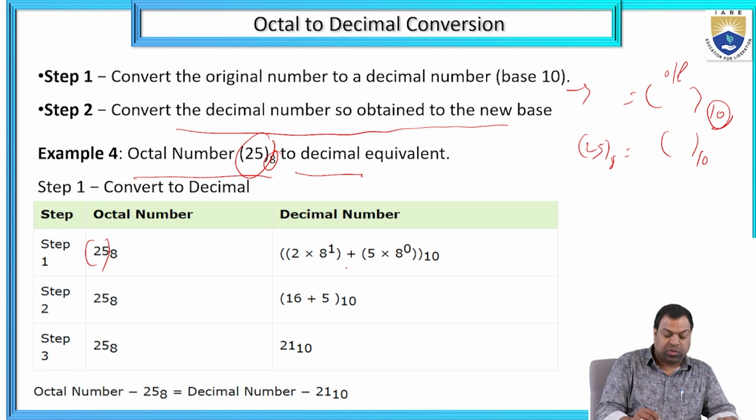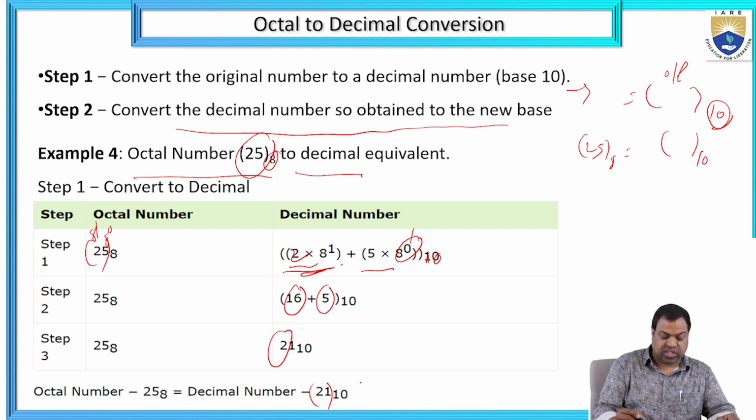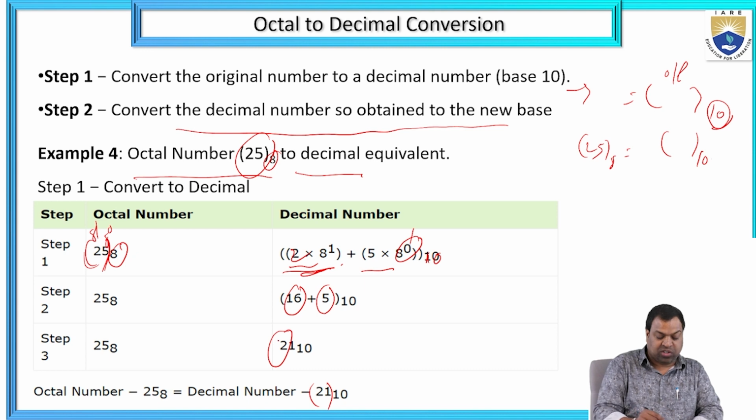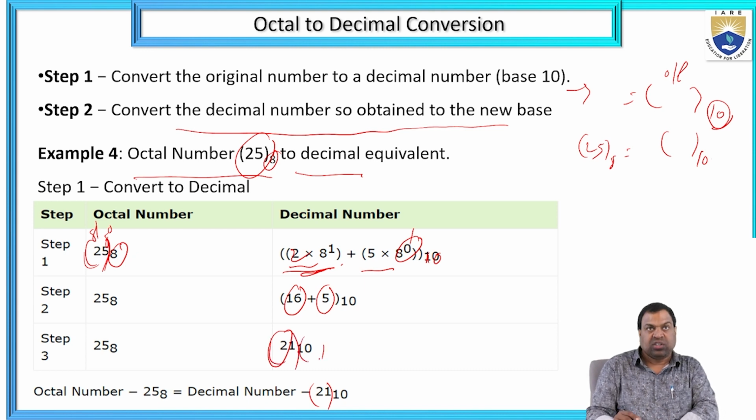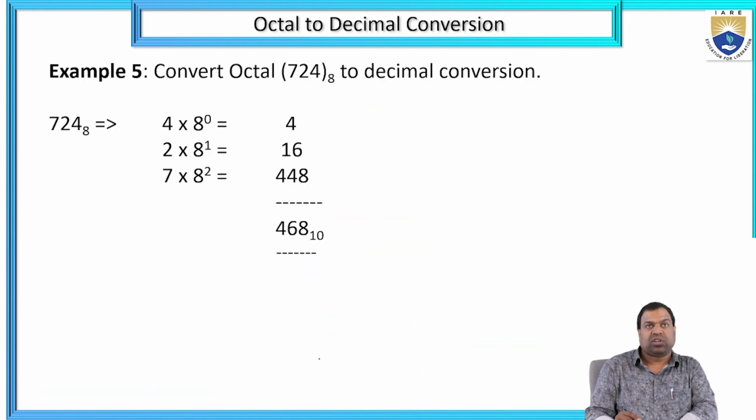Here also 25 base 8: 2 into 8 power 1 plus 5 into 8 power 0. 2 into 8 power 1 means 16, plus 8 power 0 equal to 1, into 5. 16 plus 5, 21 base 10. So 25 base 8 we are converting to 21 base 10. This is octal to decimal conversion.